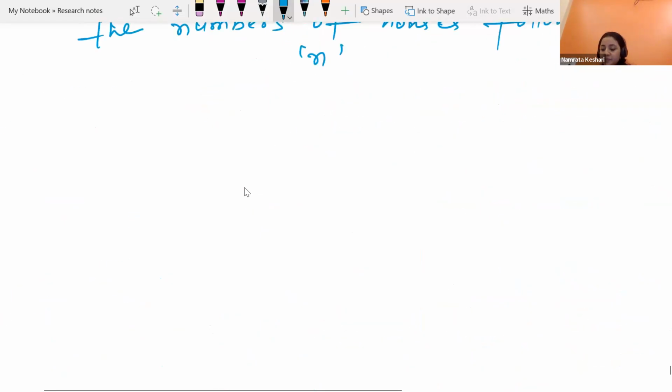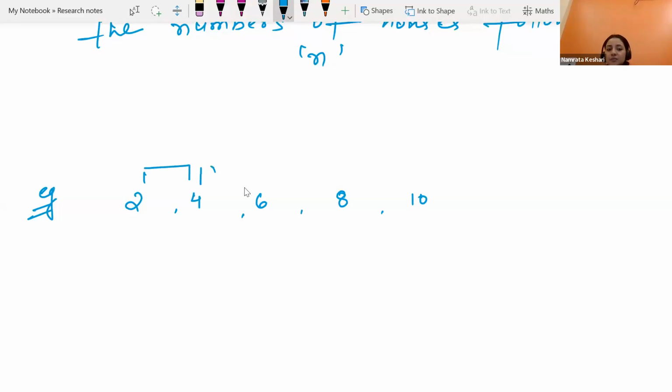I'm starting from the basics, because there are a few students who are not getting it at all. Suppose our AP looks like 2, then 4, then 6, then 8, then 10. This is one of the APs I have written, where the differences are common, right?